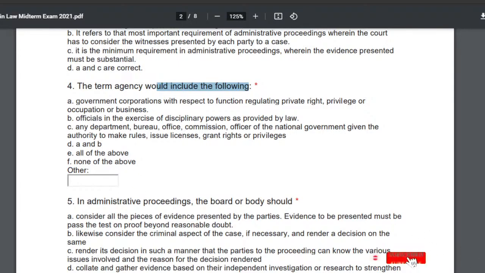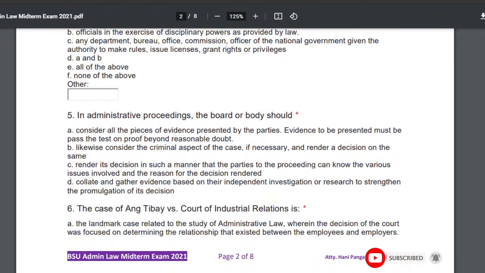Okay, number 5. In administrative proceedings, the board or body should A, consider all the pieces of evidence presented by the parties. Evidence to be presented must be able to pass the test on proof beyond reasonable doubt. Is this the kind of proof that we need in administrative proceedings? Proof beyond reasonable doubt. Letter B, likewise, consider the criminal aspect of the case if necessary and render a decision on the same. We're talking of administrative proceedings.